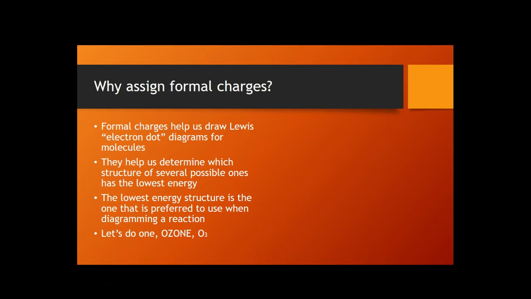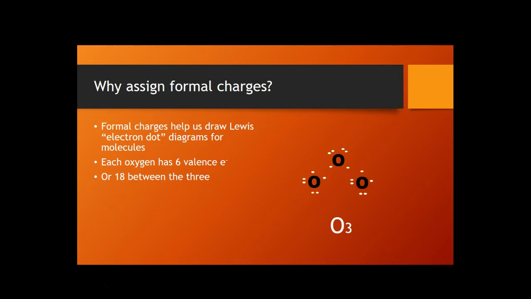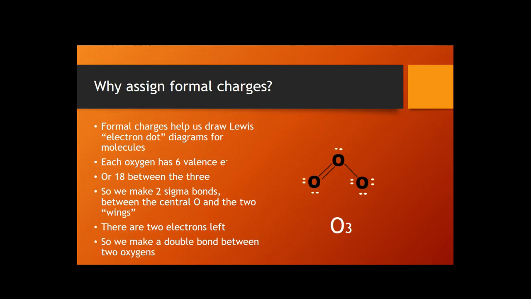So let's do one. Ozone, the second allotrope of oxygen, is O3. This is what it looks like. It is a bent molecule. Now, each oxygen has 6 valence electrons, or 18 between the 3 oxygens. So the Lewis rules are applied. We make 2 sigma bonds between the central oxygen and the 2 oxygens on the wings. There are 2 electrons left, so we make a double bond between 2 of the oxygens. That would, of course, be a pi bond.